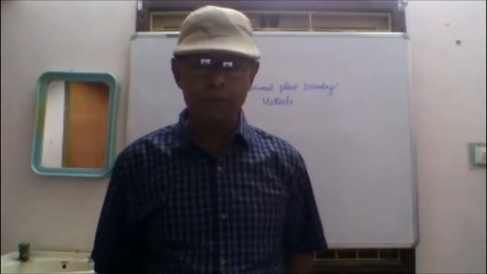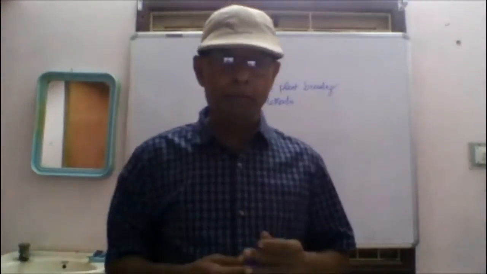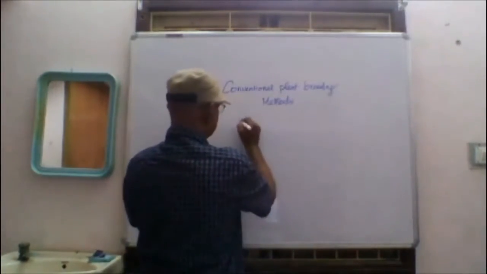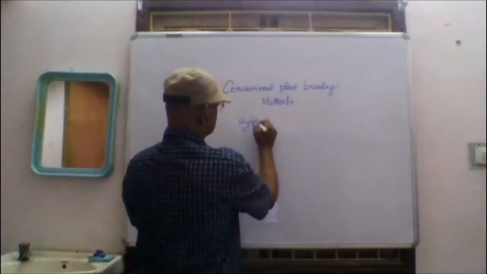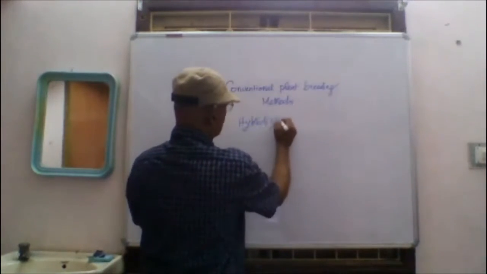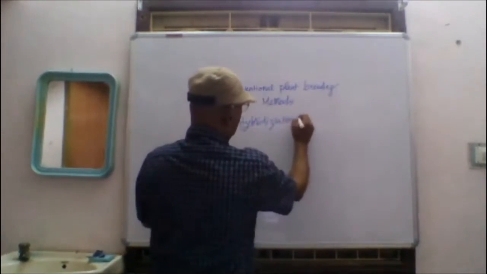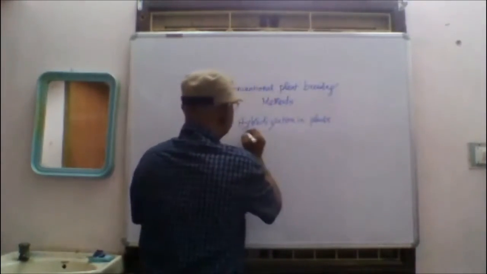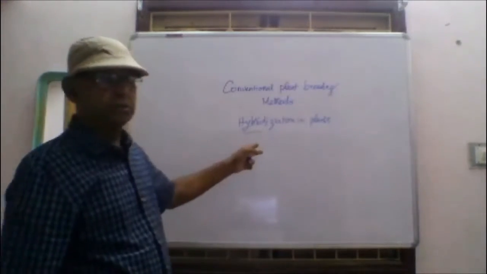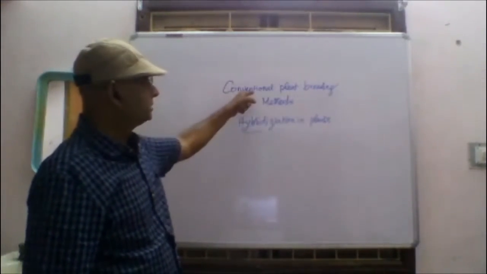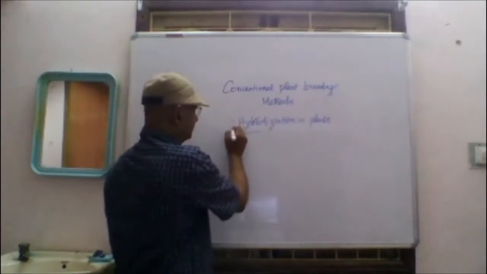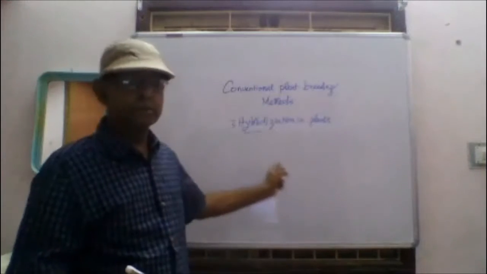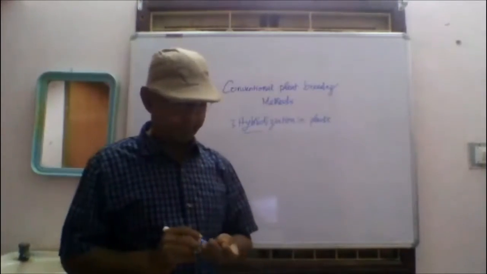My dear students, now we will see about hybridization in plants. It is the third method followed in the conventional plant breeding method. First method, plant introduction. Second method, selection. This is the third method, hybridization.